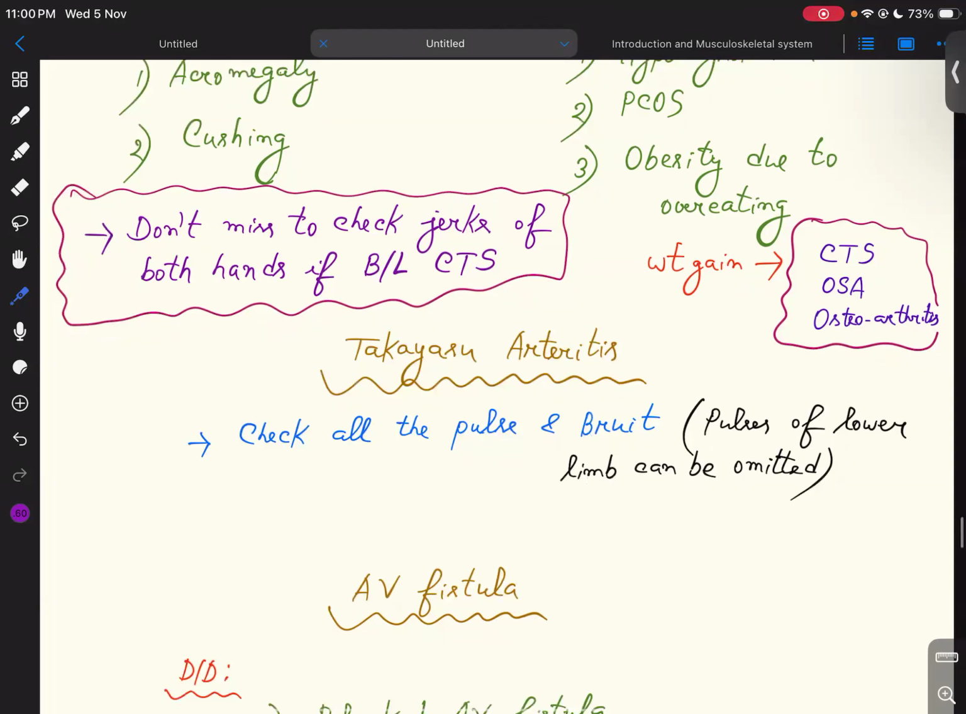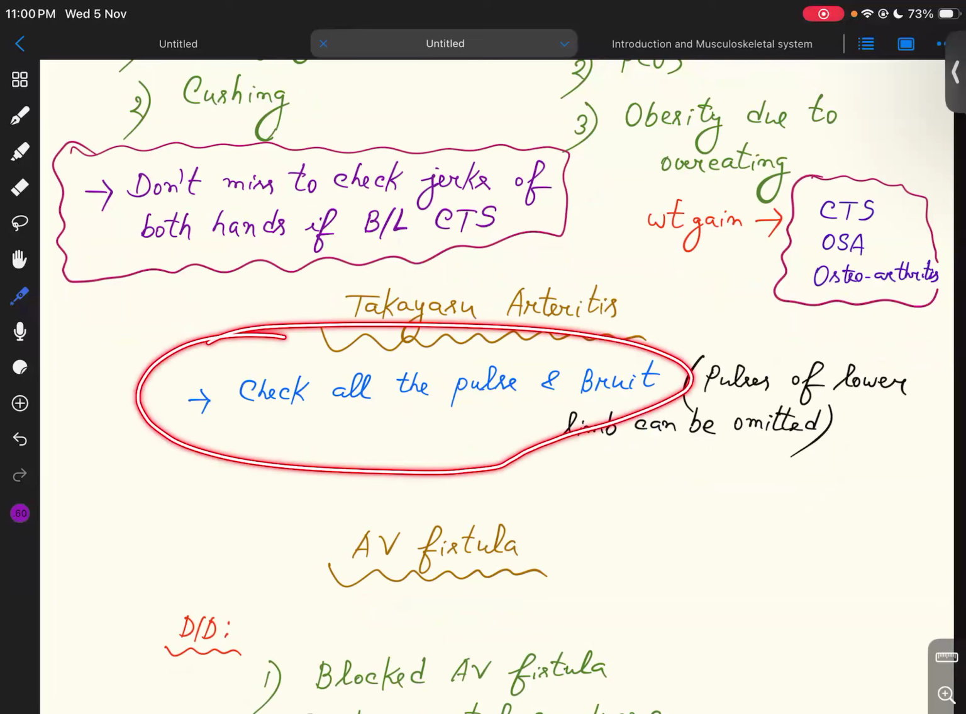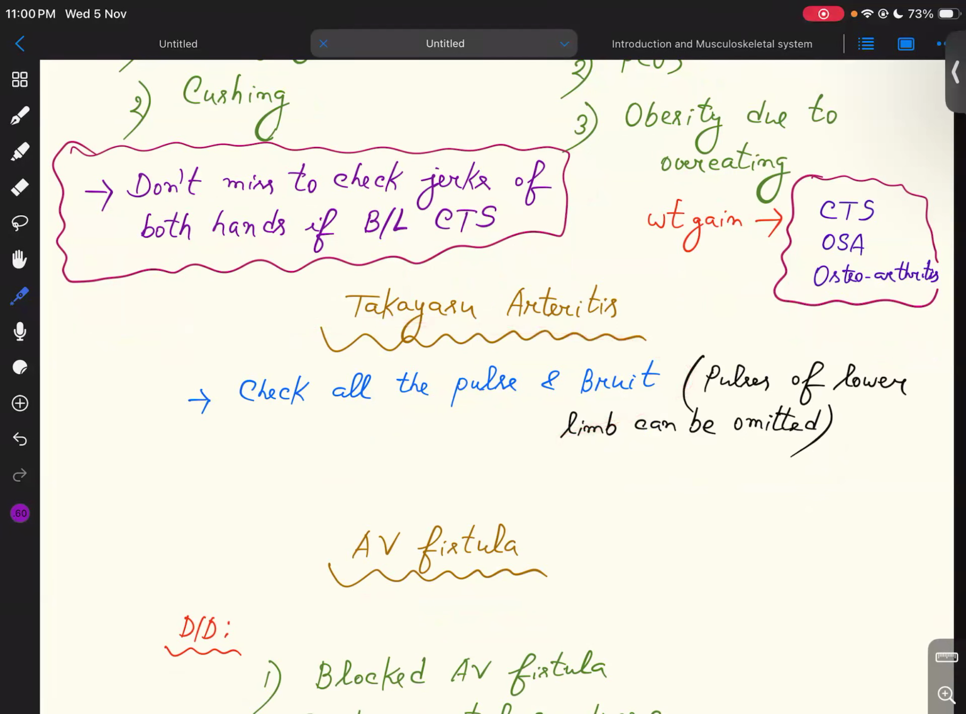Okay, let me make it once again. So what is important in case of Takayasu arteritis? We have to check each pulse and bruit. We have to check for the radio-radial delay and radiofemoral delay. And it is not necessary to examine the lower limb. One candidate in the Kolkata center did not examine the lower limb. He got a case of Takayasu arteritis, the prompt was hand pain. So the examiner asked him, why did you not examine the lower limb? The candidate replied that Takayasu arteritis usually affects the arch of the aorta and its branches, so it is less likely to affect the lower limb. And he got the full mark. So this is the important thing you have to keep in mind during Takayasu arteritis.